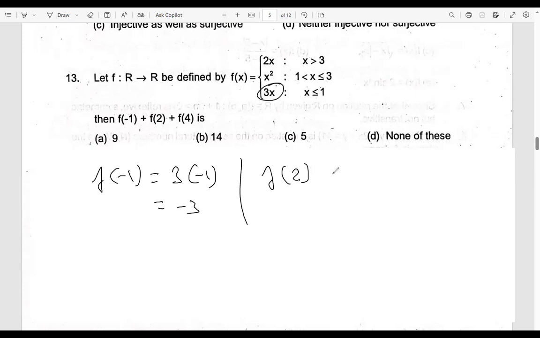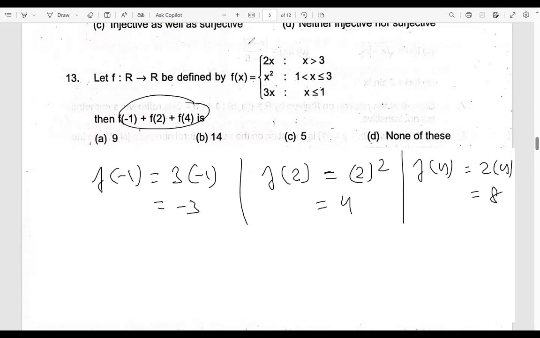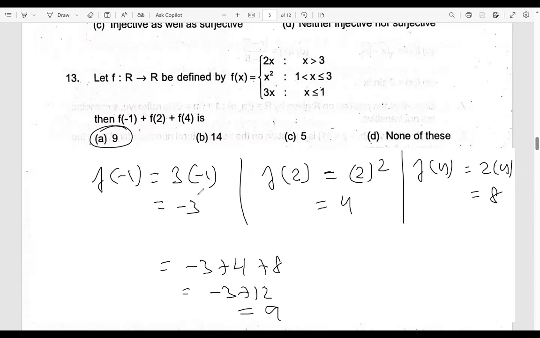If I find f(2), 2 belongs to the definition which is greater than 1 and less than or equal to 3. So f(2) is 2², that is 4. Finally, f(4). Clearly 4 is greater than 3, so this will be 2 times 4, which is 8. Now we have to get the sum of these three. So this is −3 + 4 + 8, so −3 plus 12 comes out to be 9. So A is the correct option in this case.